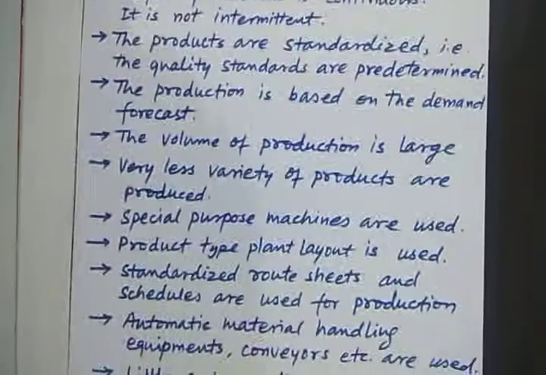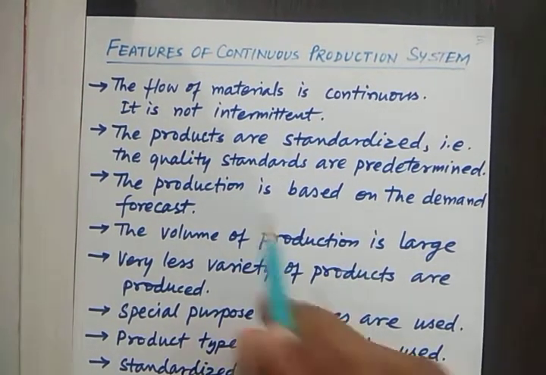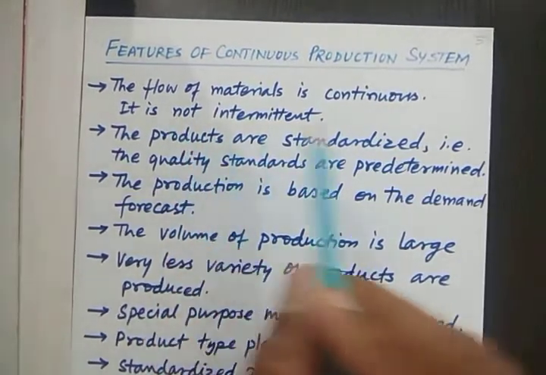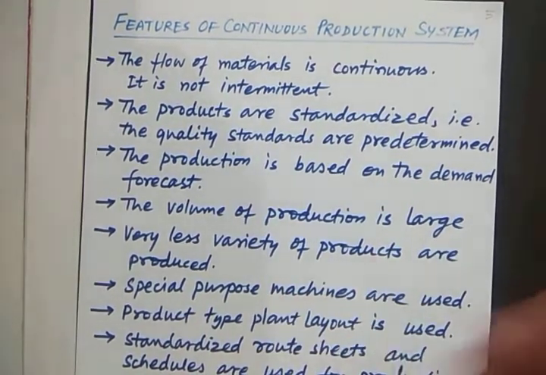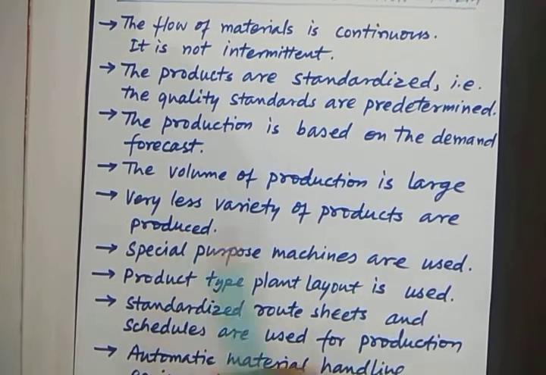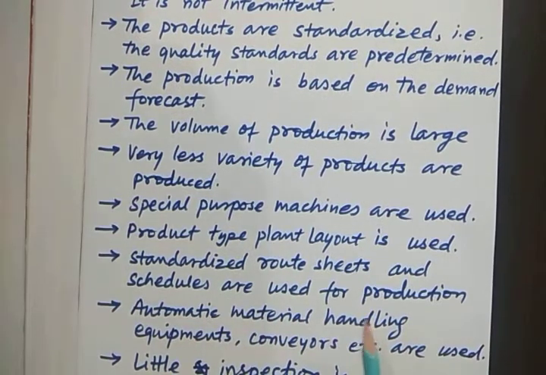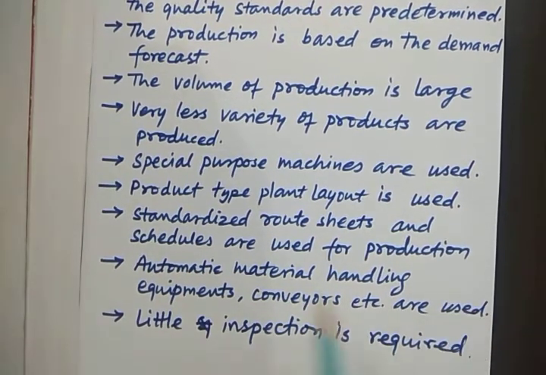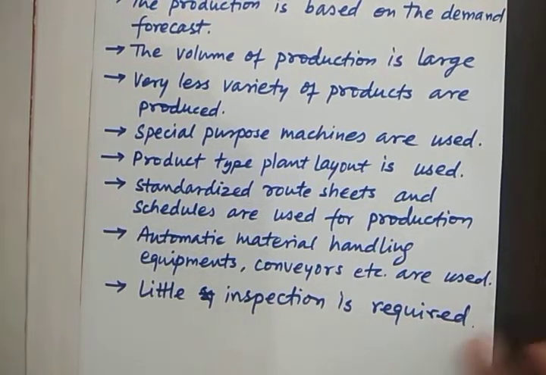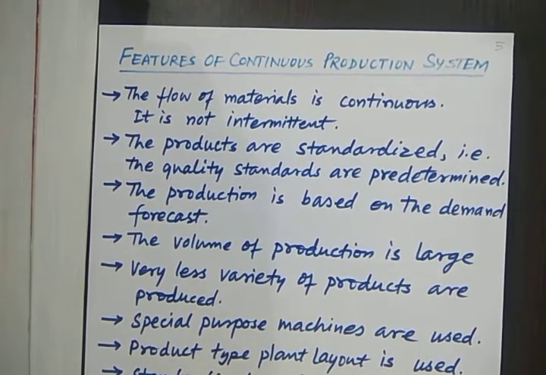The features, as we have already studied, of both the mass production as well as process production systems are that the flow of material is continuous, it is not intermittent, the products are standardized and the quality standards are predetermined, the production is based upon the demand forecast, the volume of production is large, and there is very little variety of products, sometimes only one type of product. Special purpose machines are used for the production, and most importantly, product type layout is used, and automatic material handling equipments are used, and little inspection is required. So these are the features of both mass production as well as process production system.